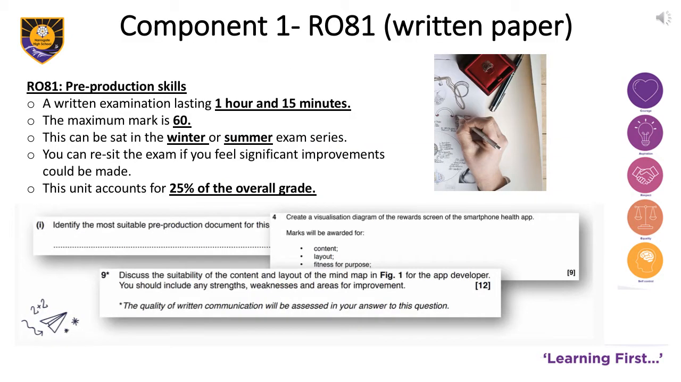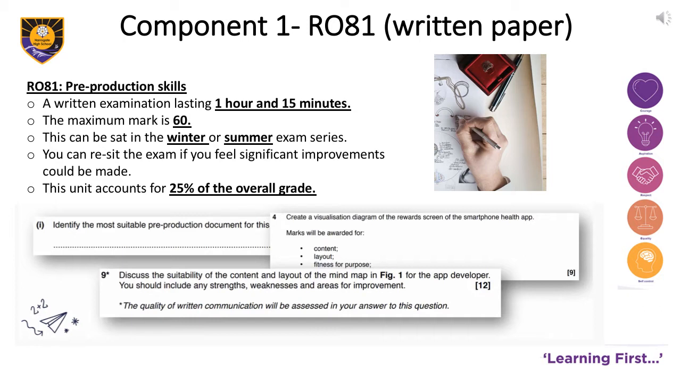So as we move on to component 1, RO81, as mentioned previously, this is the written paper. And this is a written paper which lasts 1 hour and 15 minutes. The maximum mark is 60, and depending on how we choose to deliver the course, you can either choose to sit the exam in the winter or the summer series. Now, a benefit of this is if we are not comfortable and confident with the grade that you've achieved, we together can decide whether it's appropriate for you to resit that exam, and we can put that provision in place.